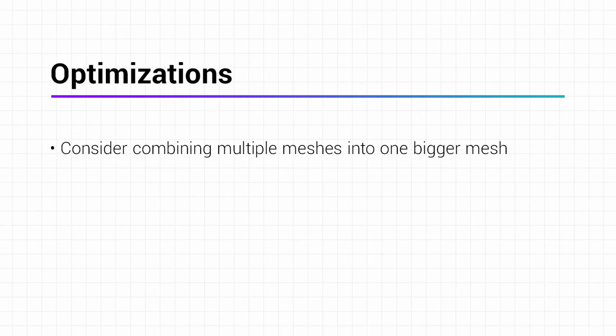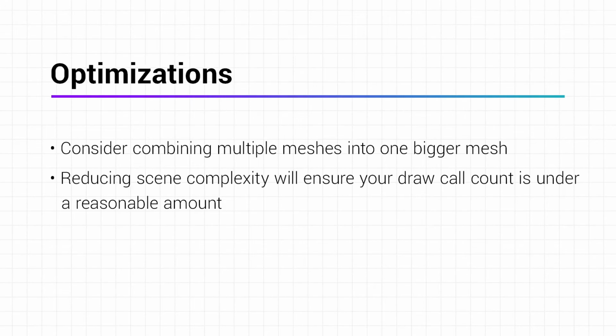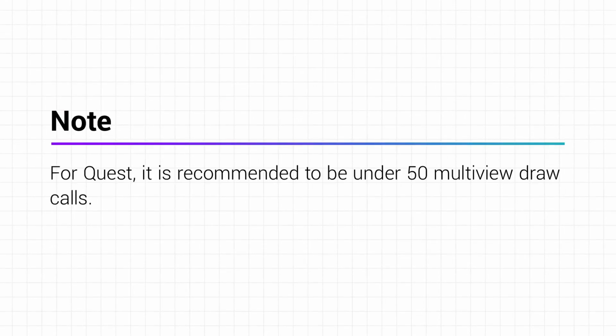If this is not possible, reducing scene complexity will ensure your draw call count is under a reasonable amount. For Quest development, it is recommended to be under 50 multi-view draw calls. Multi-view is an Oculus Quest feature that allows single draw call to be submitted for the two eyes in VR.